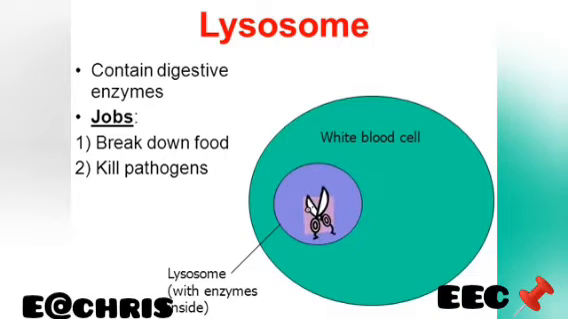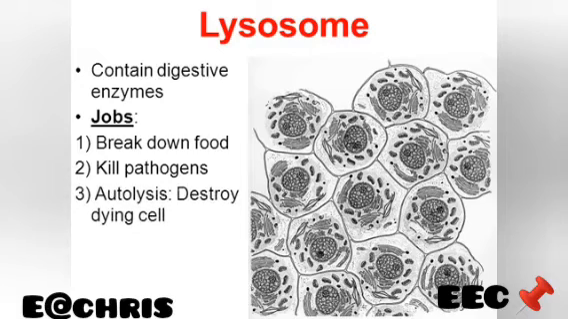It breaks down the food. If the protein is on a large extent, it enters the lysosome, then it breaks down into food particles and it kills the pathogens. As I said, if a pathogen enters the cell, the lysosome is responsible to destroy those pathogens to keep the cell effective. This is one specific function of the lysosome.